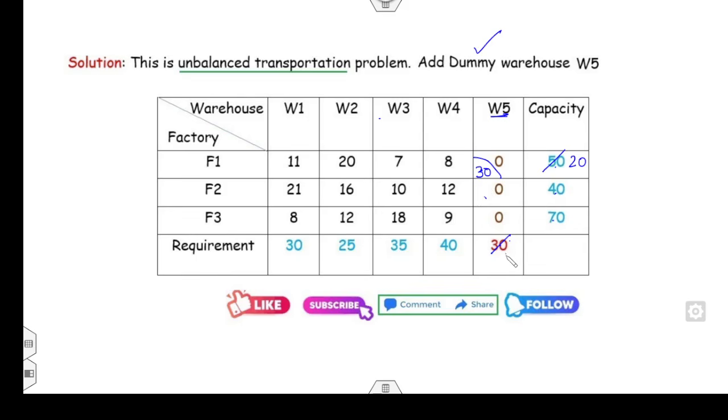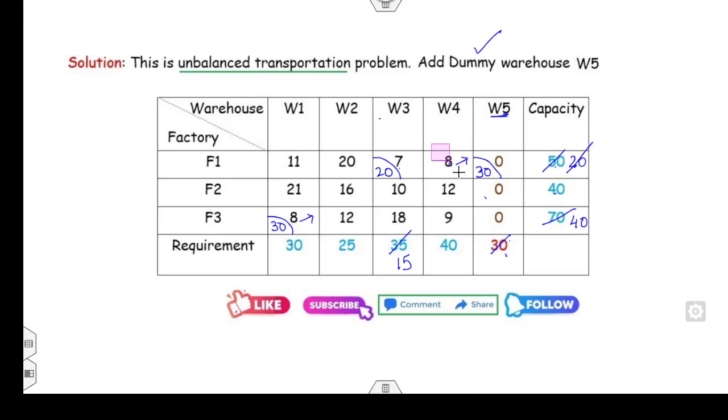Next 0, but there is no requirement, so skip that. The next smallest number is 7. 7 is 20 and 15. The minimum is 20, so I can substitute here. The next number is 8. There are two 8s. Corresponding to this 8, there is no capacity. Corresponding to this one, the capacity is 30. Requirement 30 and 70, so that is 30.